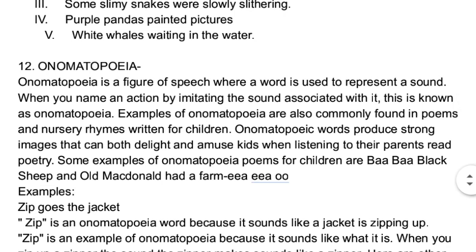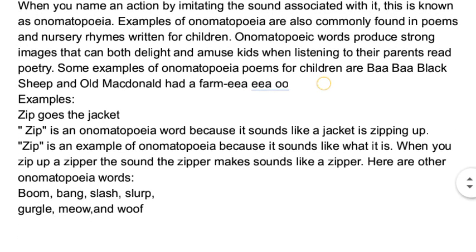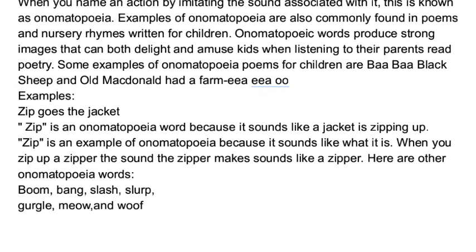Onomatopoeia. Onomatopoeia is a figure of speech where a word is used to represent a sound. Examples of onomatopoeia are also commonly found in poems and nursery rhymes written for children. For example, zip goes the jacket. Zip is an onomatopoeic word because it sounds like a jacket is zipping up.